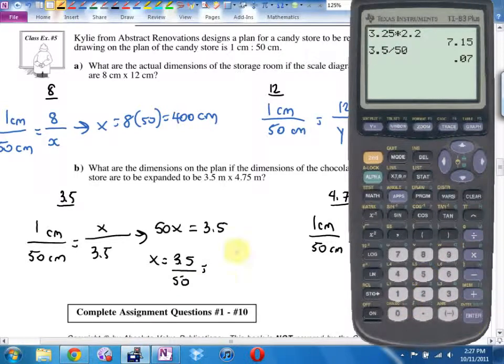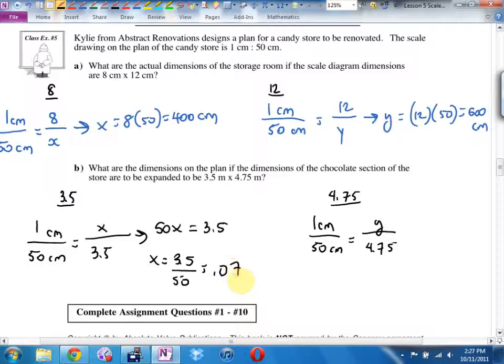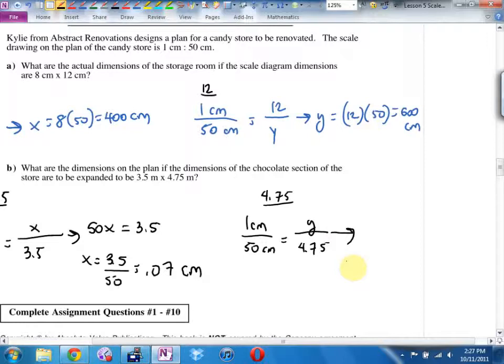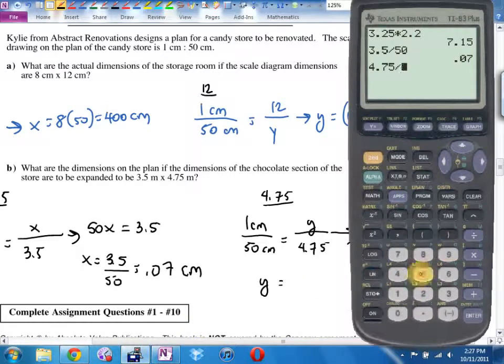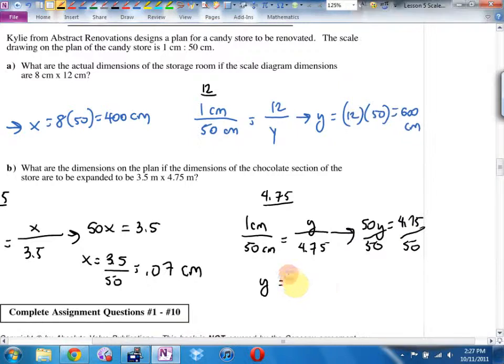Try finding Y on your own. I'll freeze the screen. Almost. I'm probably going to give up the homework in maybe 3 minutes. 50Y equals 4.75 divided by 50 divided by 50. Get that and that. I have an answer.